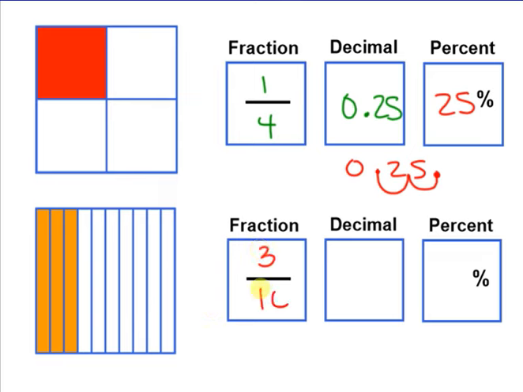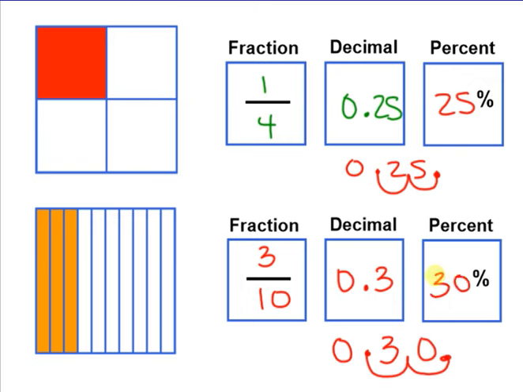How many sticks are colored in? 3 out of 10. How do we write that as a decimal? 0.3. Now we have 0.3. How do we make that a percent? Move the decimal over 2 spots to the right. Add a 0 if you need to. That's 30%. You need to make sure that you add the 0 there, though, if you need to. If you don't, you end up with 3%. 3% and 30% are very, very different.